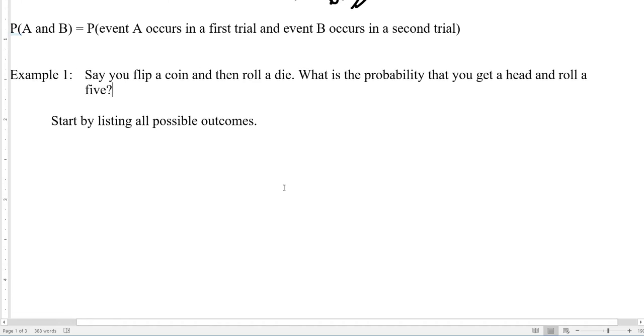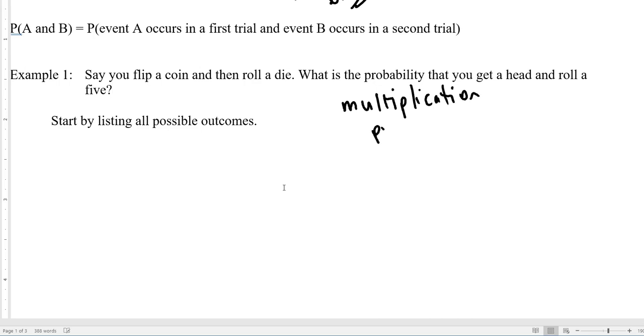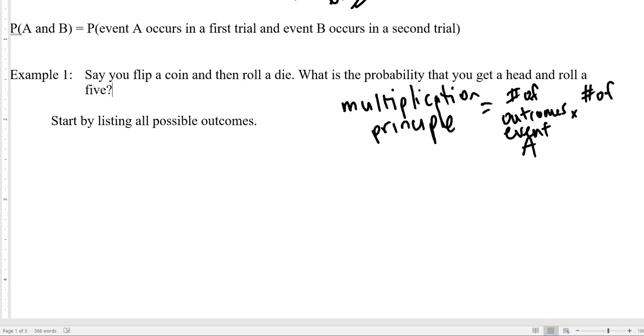There is a multiplication principle that I want to bring up now, which will tell you how many outcomes there should be. All you need to do is take the number of outcomes for event A and multiply them by the number of outcomes for event B. And if you have event C, we times C and D and E, but for now it's just going to be A and B.